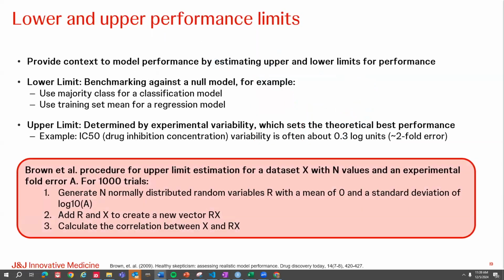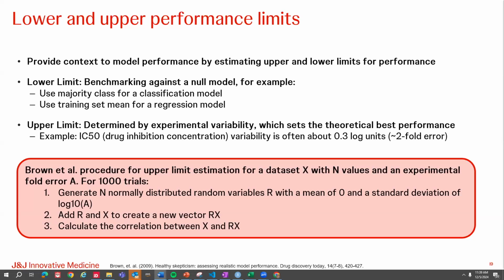Okay, next, it's important to put model performance in context by estimating lower and upper performance limits. A lower limit is necessary because metrics can be misleading based on the underlying data distribution, and you may not be doing much better than a simple baseline if you're not careful. Some examples of simple baselines are a model that simply predicts the majority class for classification, or a model that predicts the training set mean of the response for regression.